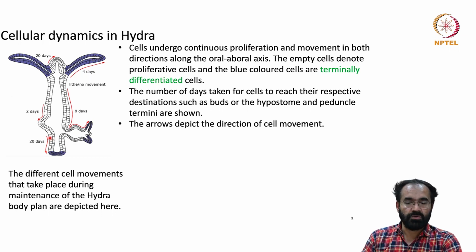And below this zone, that is basically the basal peduncle where the foot is attached, you can see the movement of cells is pretty low, and it takes around 20 days to travel. Similarly at the extreme end, the hypostome, and the basal region, the movement of cells is minimal, but in the body region, the movement is very high. You can assume this could be because of the active movement around the tentacle region and also in the body region, unlike what you see in the hypostome and in the basal region. So the different cell movements that take place during the maintenance of the Hydra body plan are mentioned in this picture.